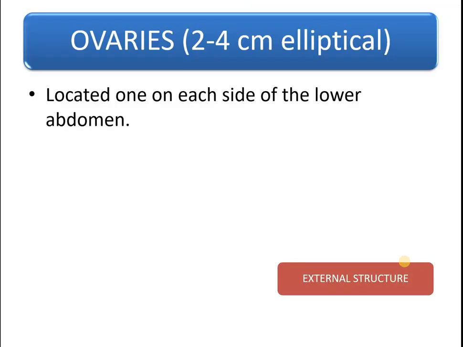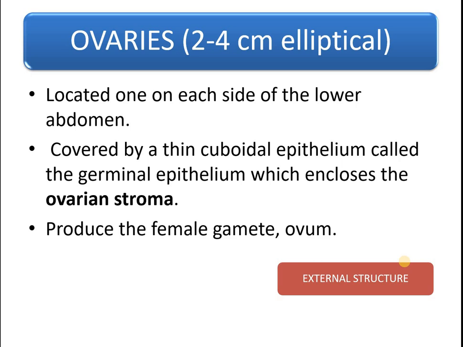Now we study the first part, ovaries. The ovaries are located on each side of the lower abdomen, and each is covered by a thin cuboidal epithelium called germinal epithelium, which encloses the ovarian stroma.